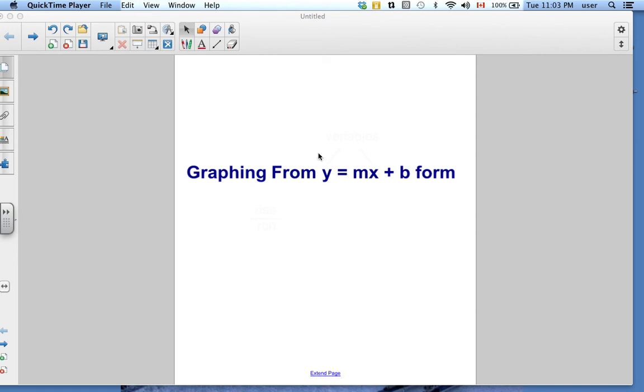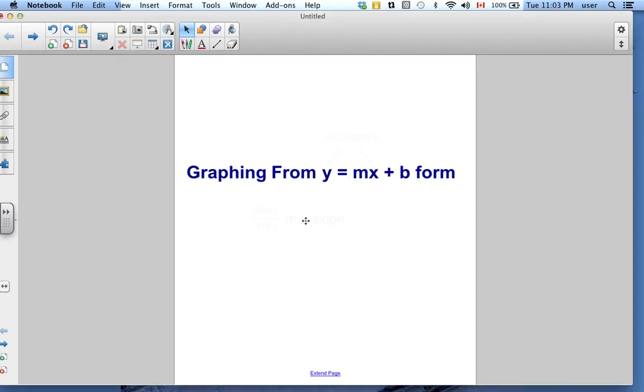Doing our lesson on review from grade 9, which is graphing from the equation y equals mx plus b form. So to start, I hope there's a few things that you remember. We're going to look at our m. Our m is our slope.